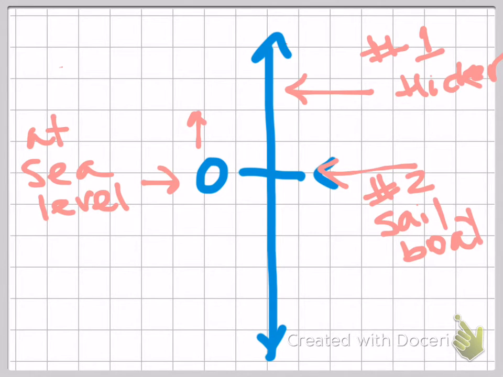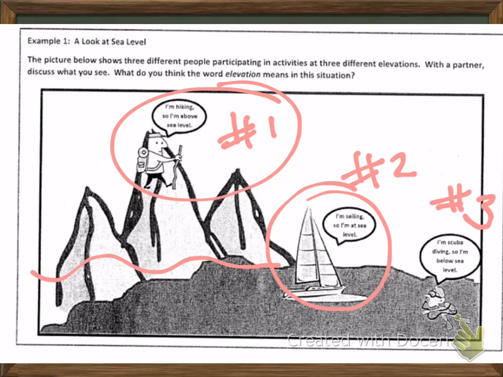And then let's go back to our picture. And yeah, the next question is, on the same vertical line, which person's elevation do you think would be below 0? So it would be the scuba diver. The scuba diver would be below 0 because he's swimming below the surface of the water.